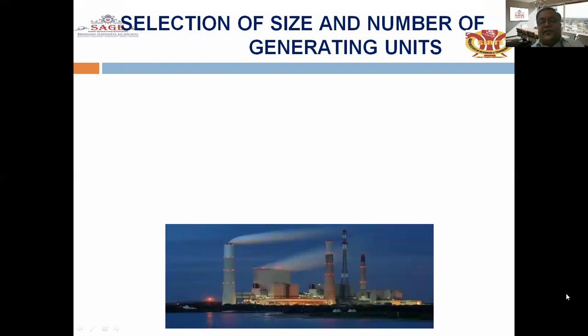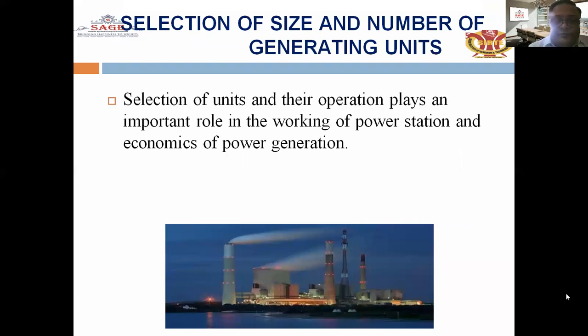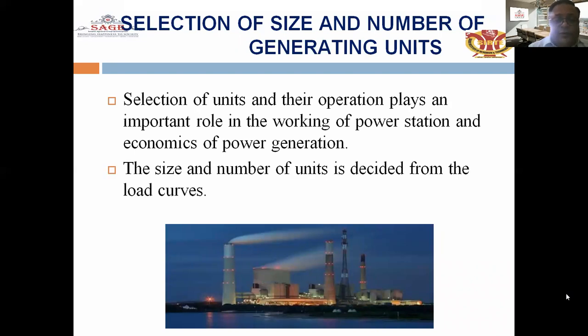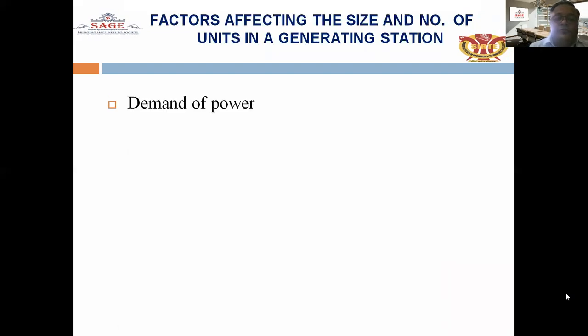Selection of the size and the number of the generating units. Selection of the units and their operation plays an important role in the working of the power station and the economics of the power generation. The size and the number of units is decided from the load curve. What are the factors affecting the size and the number of the units in a generator system?